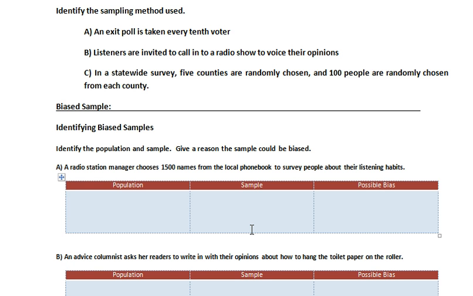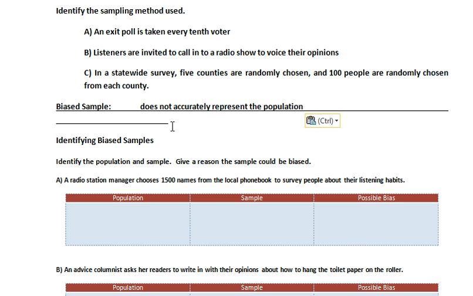Now, using these strategies to collect data, some strategies give better data than others. So, for example, the random always gives us really good data. Voluntary response might give us some skewed data. When I say skewed data, I mean it's a biased sample. So it does not accurately represent the population.